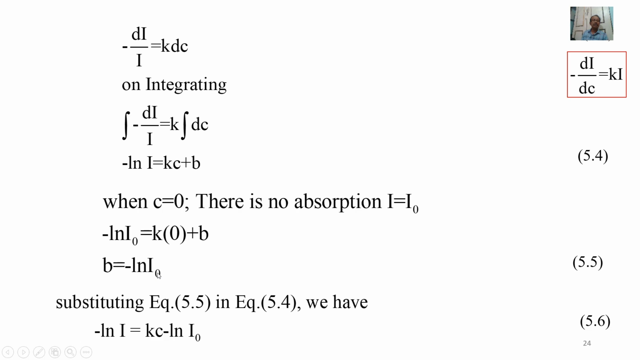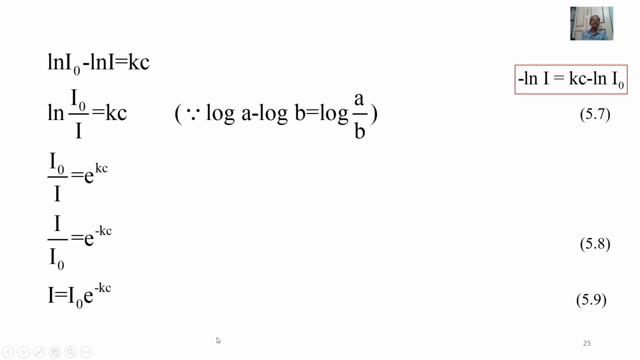Substituting in this expression, we have minus ln I equal to kc minus ln I naught. Bringing this term to this side, we have ln I naught minus ln I equal to kc. Of course, we know log a minus log b equals log a by b. So we have ln I naught by I equal to kc. Therefore I naught by I equals e to the power kc. Inverting it, we have I by I naught equal to e to the power minus kc. So I equals I naught e to the power minus kc.